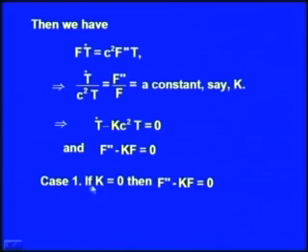So, case 1: if k is equal to 0, then F double dash minus k F equal to 0 reduces to F double dash equal to 0. That means d squared F over dx squared equal to 0. When we integrate it twice with respect to x, we arrive at the general solution of F double dash equal to 0 as F(x) equal to a x plus b.